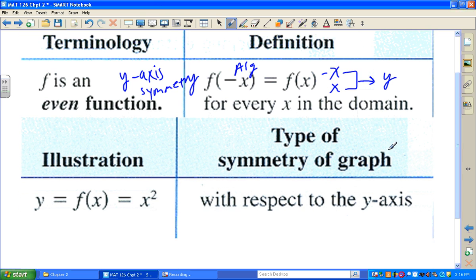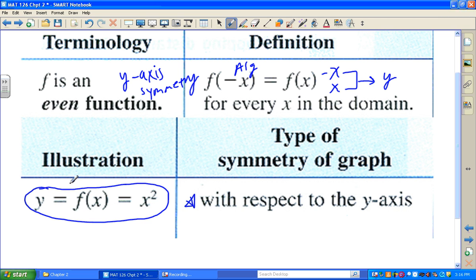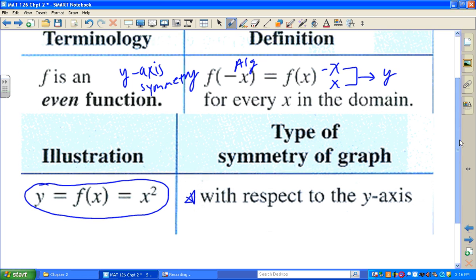And there's a type of symmetry with respect to the x-axis. Here's your favorite type of even function, y equals x squared. Okay? So that function's even, and pretty easy to see why. Moving on.